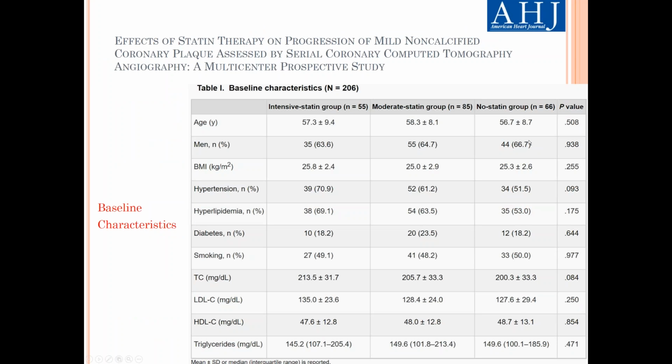And baseline characteristics between the different subgroups were essentially the same. There was no real statistical significance between ages, with a mean age of 57 to 58 and LDLs of 127 to 135.